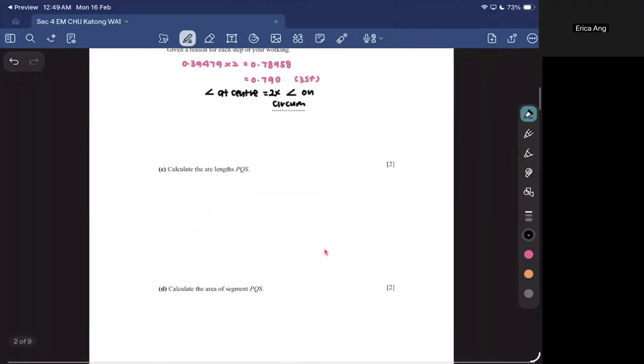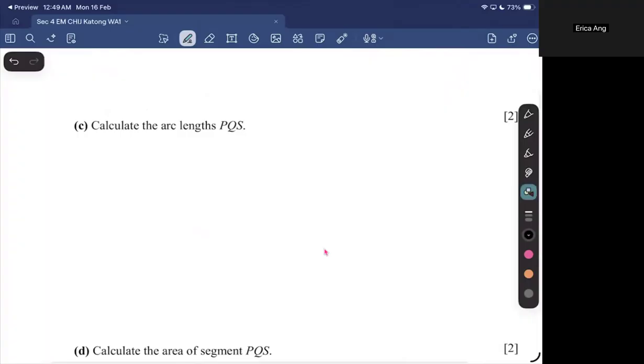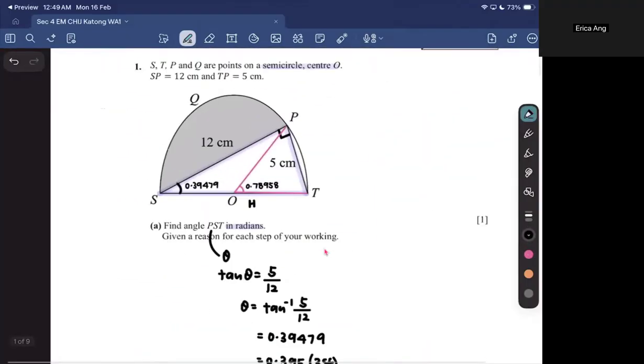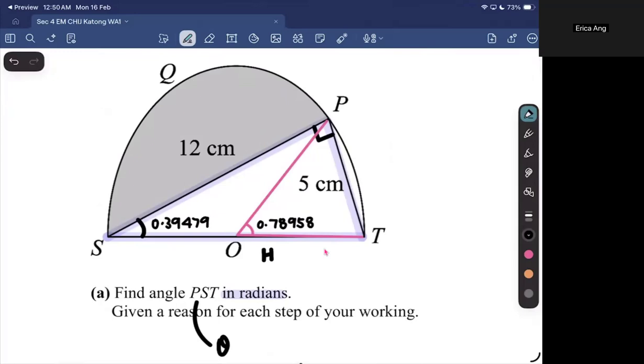Then the third one. They want the arc length of PQS. This is in radian mode, so your arc length formula is just in the formula sheet: arc length is r theta. If you can find the radius and you can find theta, then you'll be able to do it. So where is arc PQS? PQS is this one here. If I close up, I get a sector.